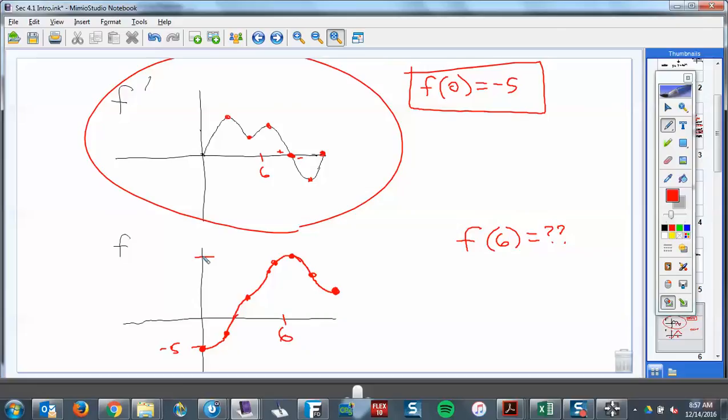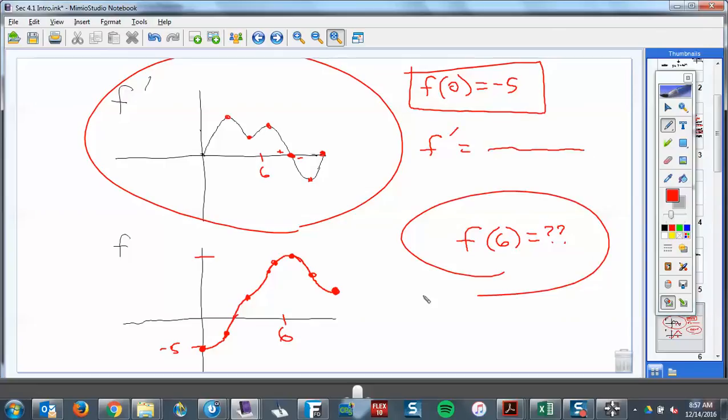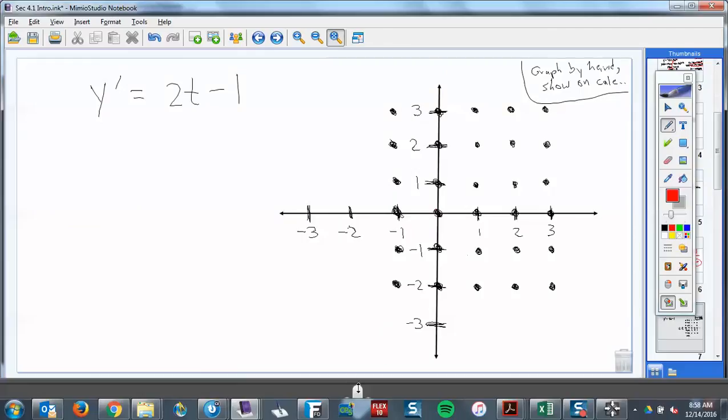Well, that's what we want to do. We want to be given an F prime and an initial condition and be able to find some F value with a little bit of confidence, okay? Now, obviously, if we can do an antiderivative, that'd be great, right? But there are a lot of them we don't know how to solve, so how can we do it? So that's where a slope field comes into play.